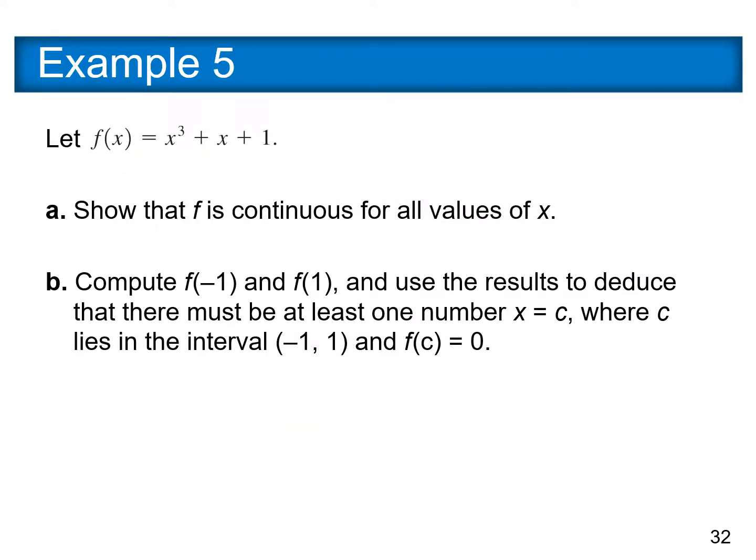So here's another example. I have a polynomial function x squared plus x plus 1, and I want to show that this function is continuous for all values of x, but I also want to compute the value for x minus 1 and the value for 1, and I want to use the results to deduce that there must be at least one number, a value c, where in this interval I would get a 0.